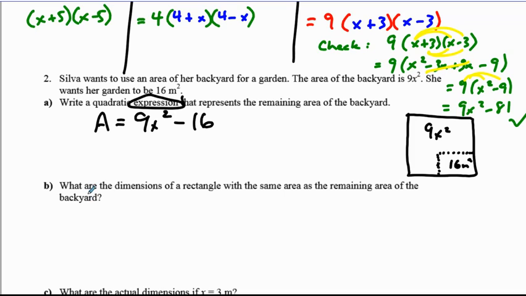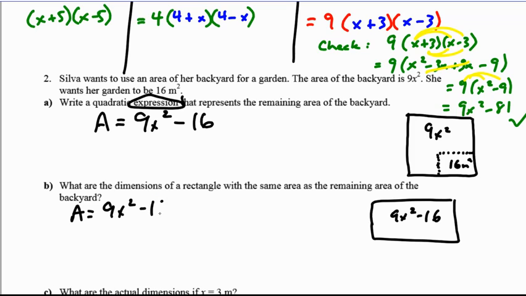Okay, how can we determine the dimensions of the rectangle with the same area as the remaining area of the backyard? So imagine if that was its own space as a rectangle, so a new area. 9x squared minus 16. I don't know why someone would want to do that exactly, but there's lots of different configurations you could do. So 9x squared minus 16.